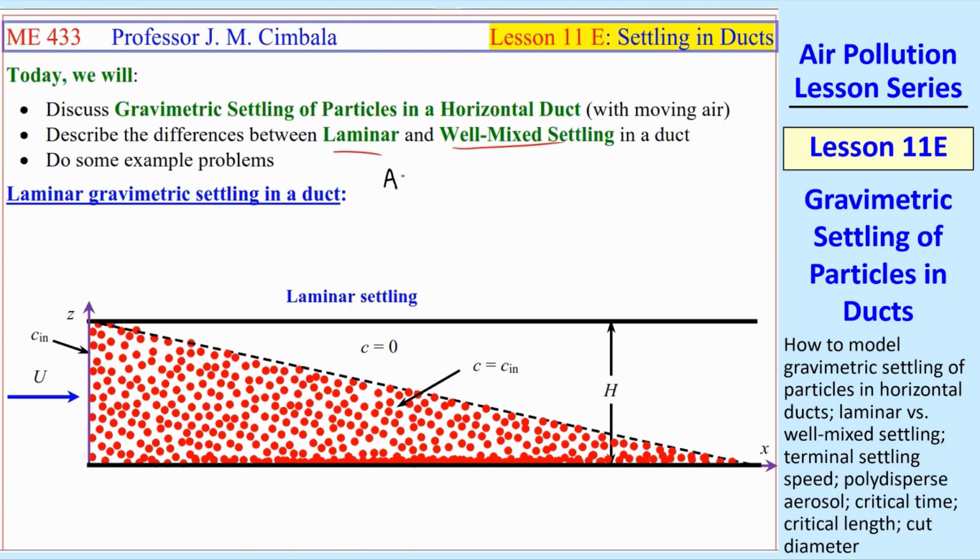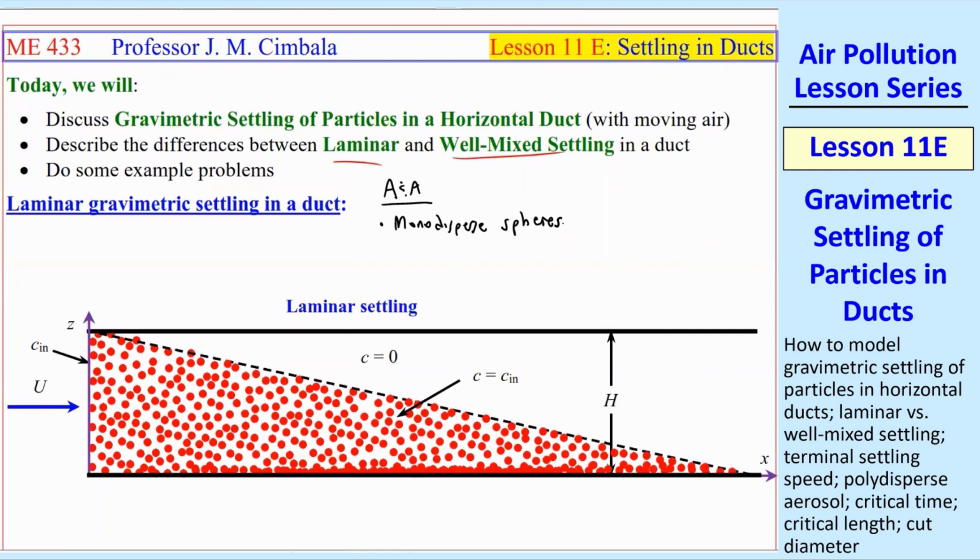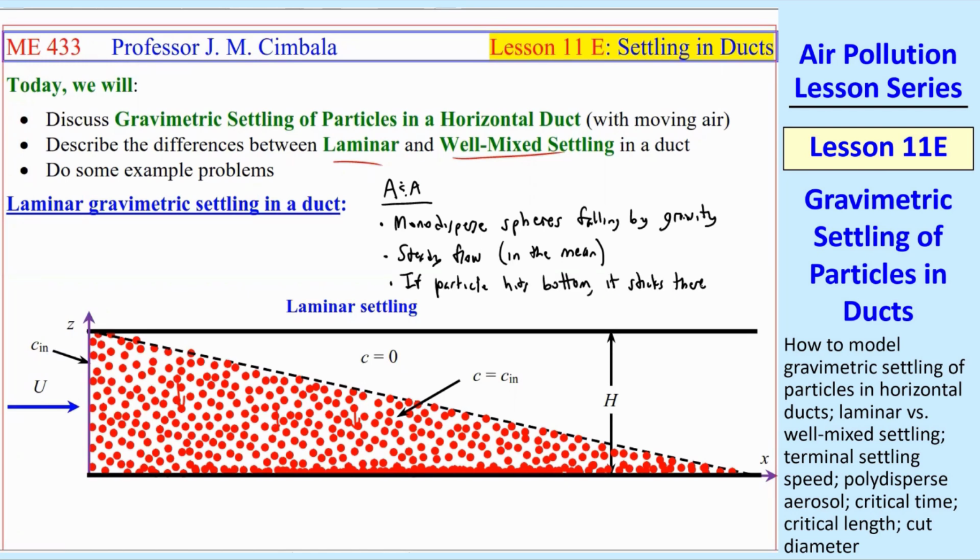First, I want to give some approximations and assumptions. We'll consider monodispersed spheres falling by gravity. We'll assume steady flow. Of course, for the well-mixed or turbulent cases, that means in the mean. Even for the laminar case, it's not actually steady because each particle is falling. That's an unsteady process. But in the long time average, it's steady. If the particle hits the bottom, it sticks there.